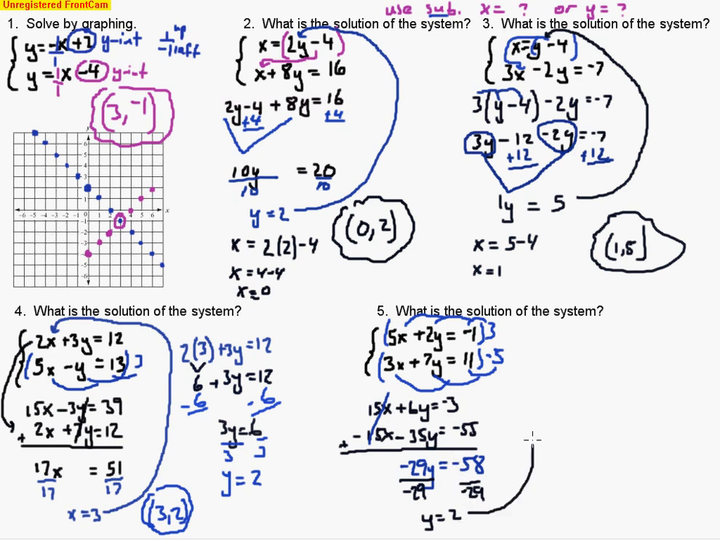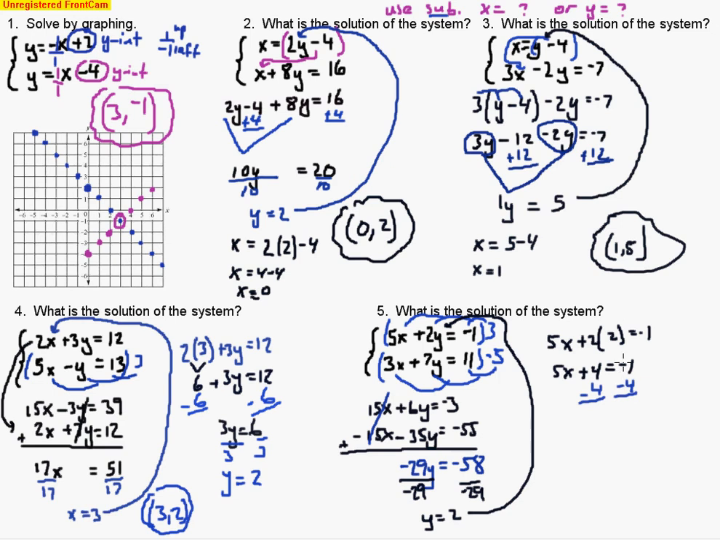Take that 2, let's put it back in for y. Let's do that top equation there. So 5x plus 2y, but in place of y we're putting 2, equals negative 1. So we do some work there. 5x plus 4 equals negative 1, and now we'll do some opposite operations. So we'll go ahead and subtract that 4 from both sides.